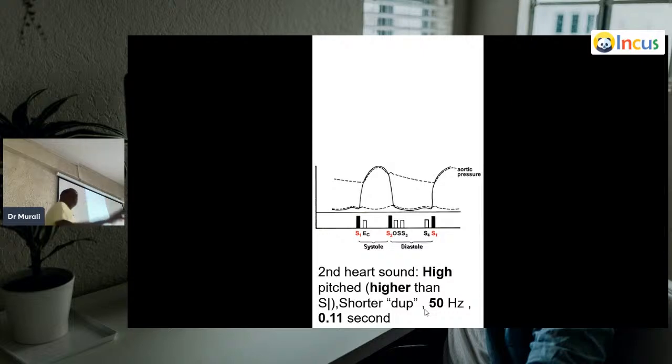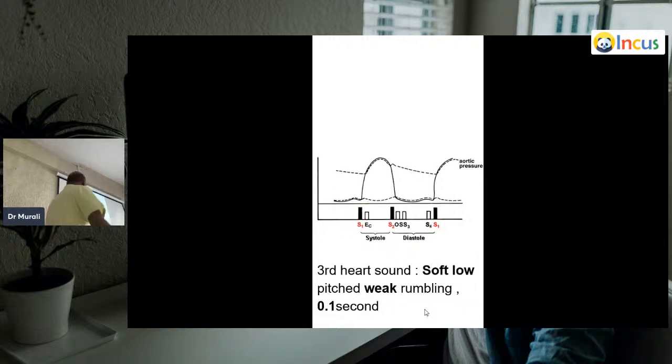Second heart sound is also high pitched. High pitched means low amplitude. Low amplitude means you need to use the diaphragm. And dub. It is 50 hertz, 0.11 second.